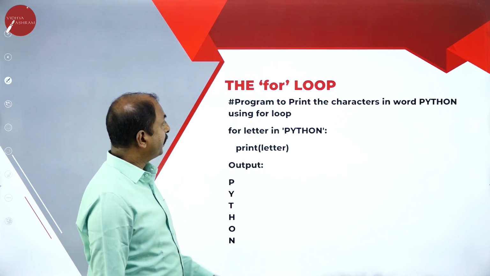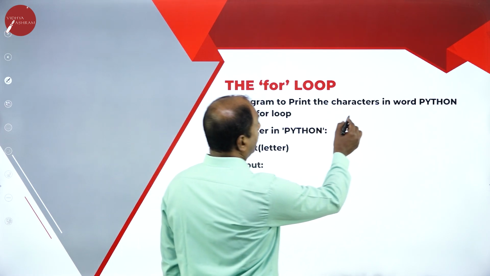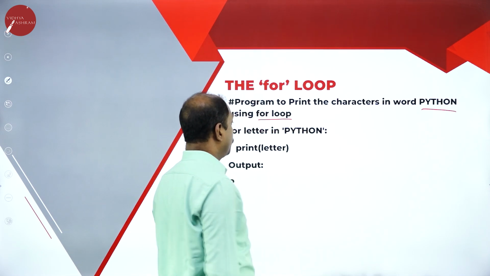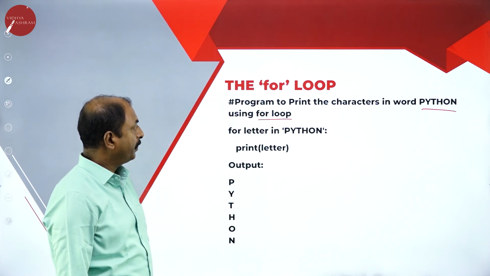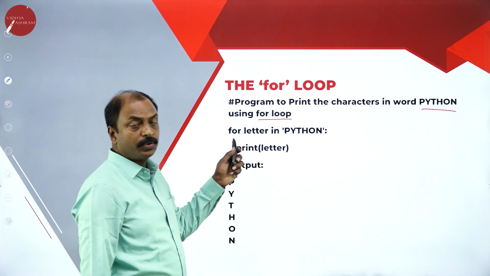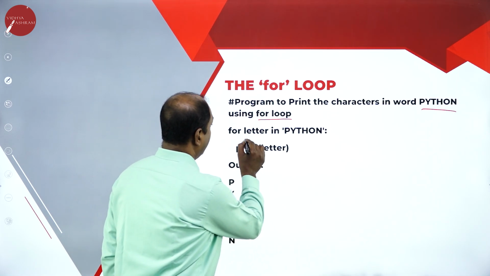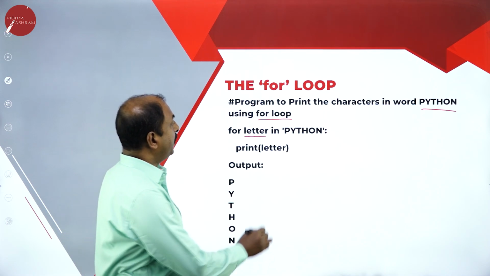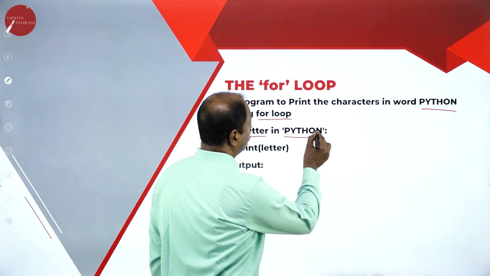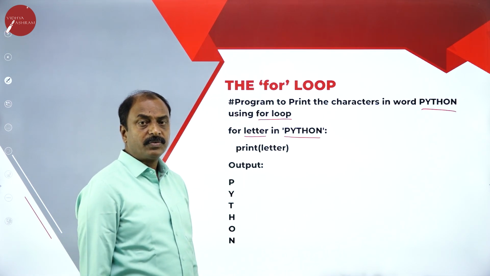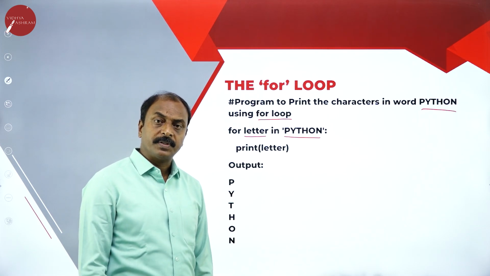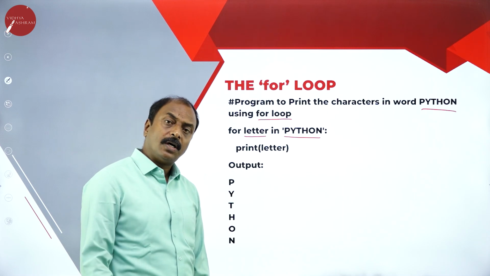Now look at the example here. I want to print the characters in the word Python using a for loop. Normally you say for letter in Python. Letter is the variable or identifier, in is the reserved word, and Python is a string. As we have seen in the previous definition, the for loop works even with strings, tuples or lists.